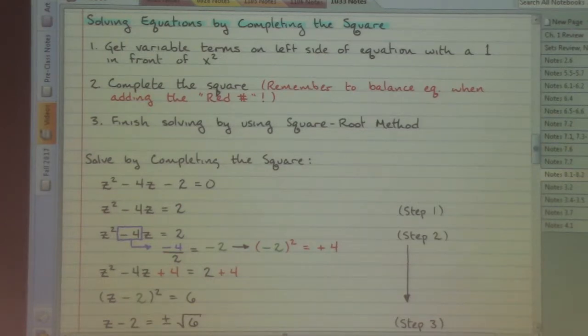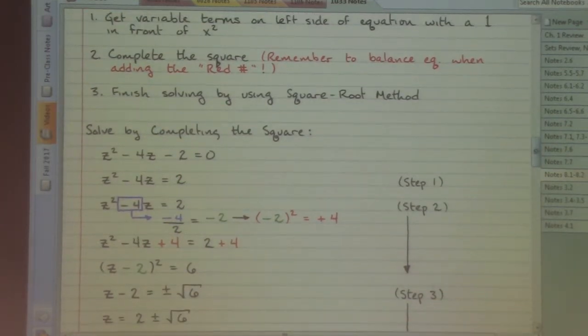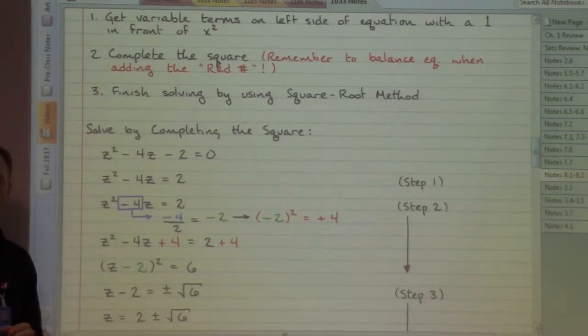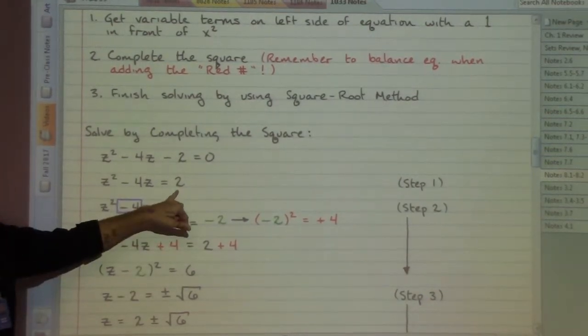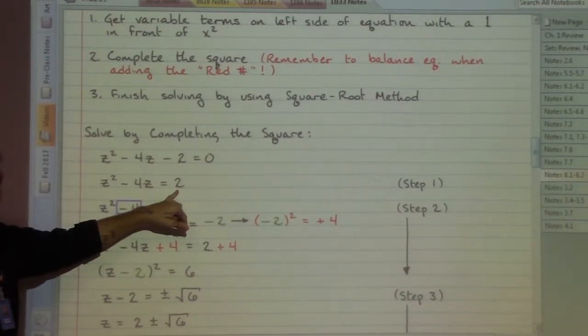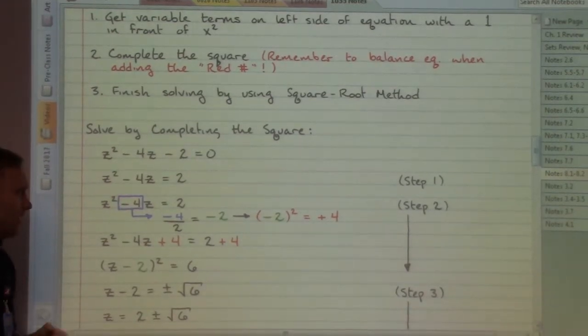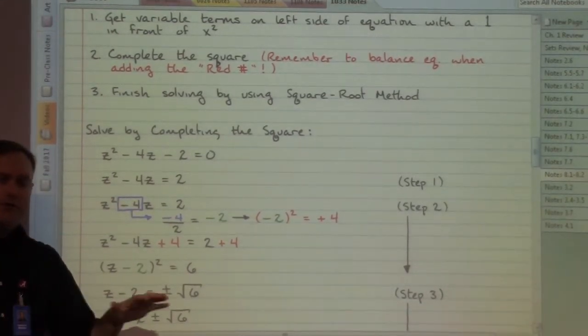Let me see if I can actually get that last little bit up there without losing the description of our first step. Almost there. Step 1, you get the variable terms on the left side of the equation by themselves, and I need a 1 out in front of the x squared. Well, it's not an x squared this time, it's a z squared, but comments still apply. So I want the z squared and the minus 4z by themselves, so I start by moving the 2. There is already a 1 in front of the z squared, so I don't have to do any extra tinkering to achieve that first step.